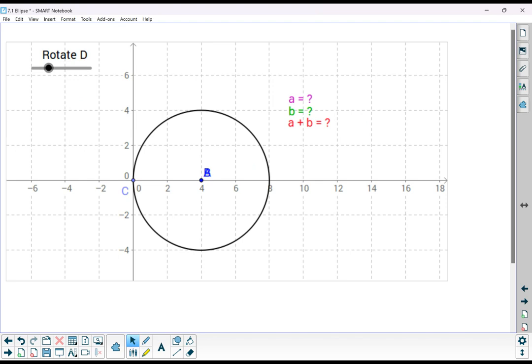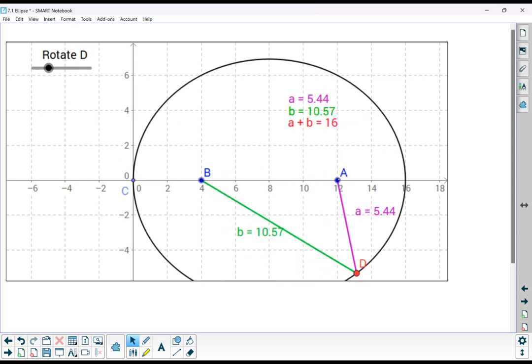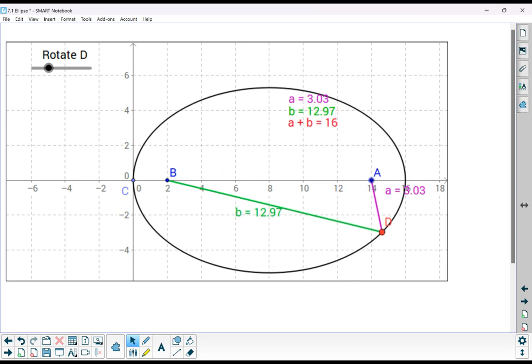It still has a center, but it also has 2 foci, and these are 2 points that sort of determine the size of the ellipse. And so one of the definitions of an ellipse is that it is all of the points that are a fixed distance away from 2 foci.